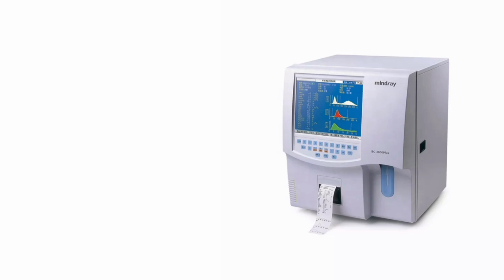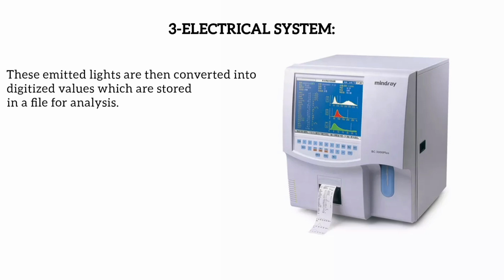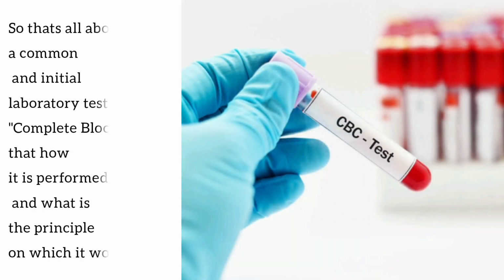Then we have the electrical system inside the CBC analyzer. These emitted lights are then converted into digitized values, which are stored in a file for analysis. So that's all about a common and initial laboratory test, complete blood count, how it is performed and what is the principle on which it works.